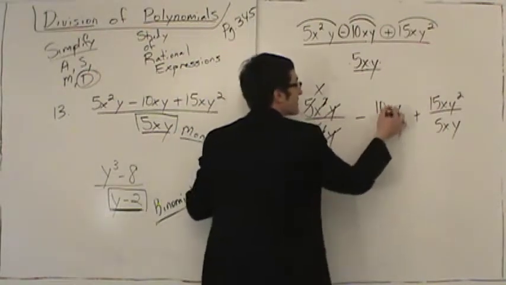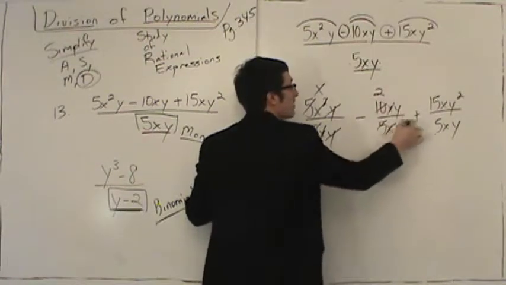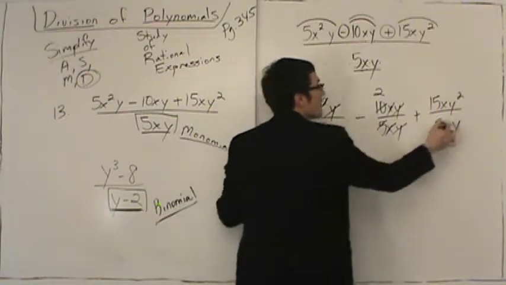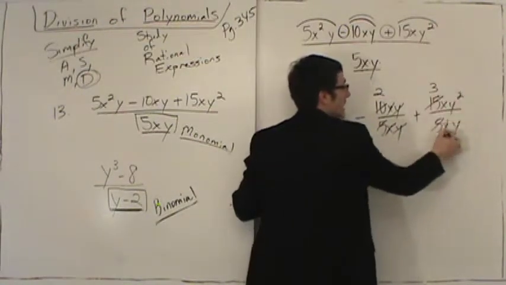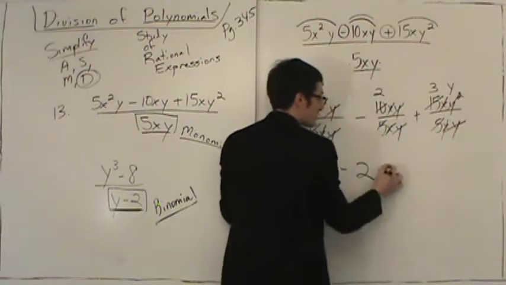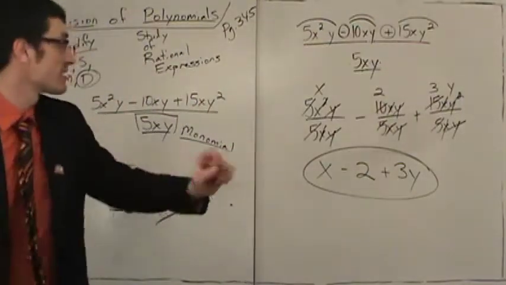Now, 5 cancels with 10, leaving what? A 2. X cancels with x, leaving 1s and 1s. Y with y, leaving 1 and 1. What are we left with? A minus 2. Now, 5 cancels with 15, leaving what? A 3. X cancels with x, leaving 1 and 1. Y cancels with y squared, leaving a y. So we have what? Plus 3y, and we are done. That's it. You have fully simplified this question.